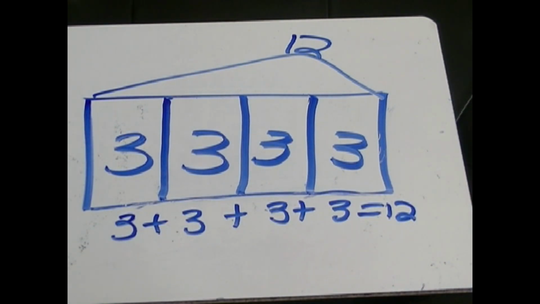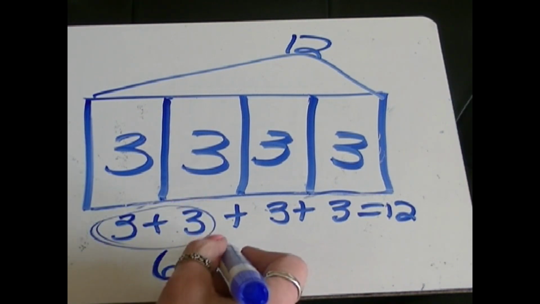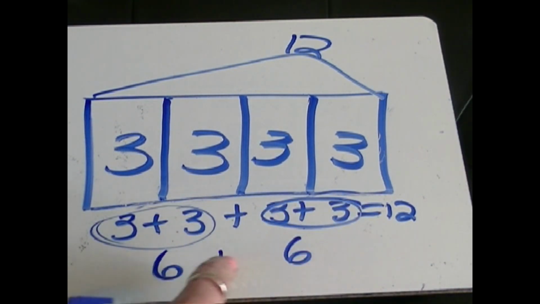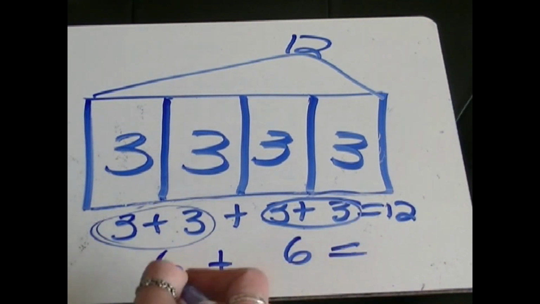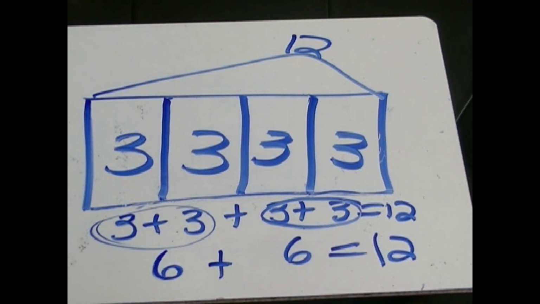And we learned last week that since we know our doubles, we can do something special with this particular repeated addition number sentence. We could say, I know that 3 plus 3 is a double, and it makes 6. And since I have 2 groups of 6, I know that 6 plus 6 is 12. Good job.